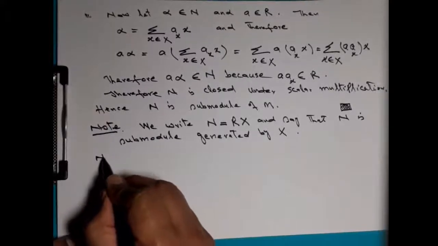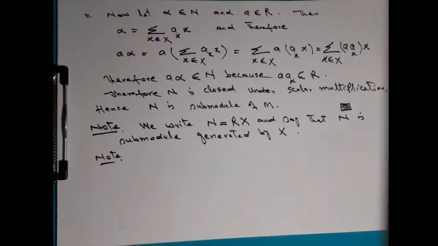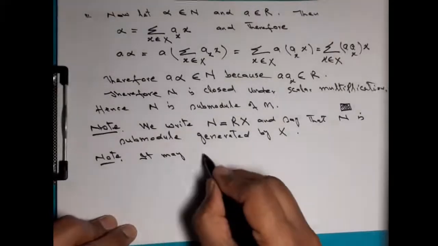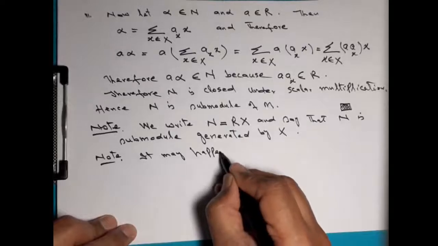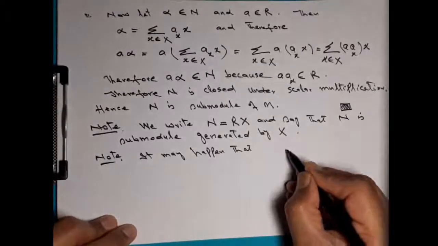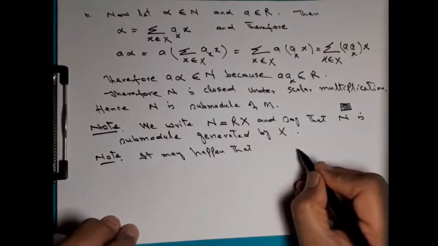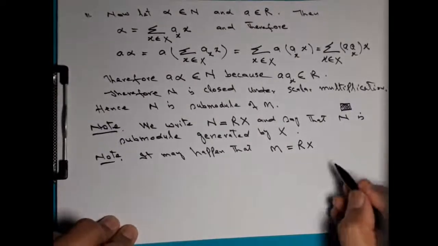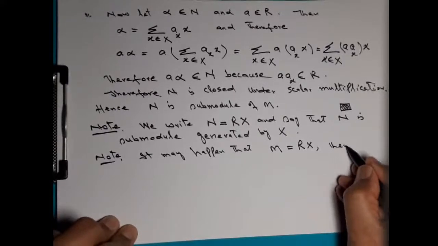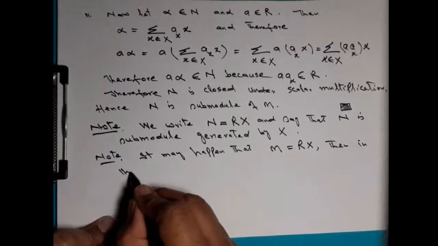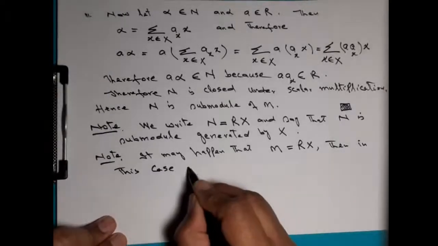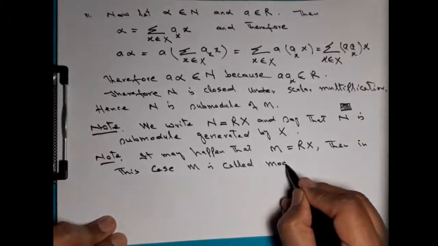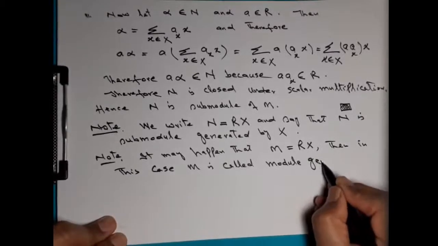And another note, it may happen that the set of all the linear combinations of x, which is Rx, becomes exactly equal to the module M. Then in this case, M is called the module generated by x.